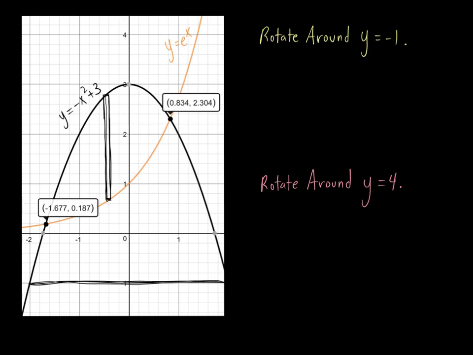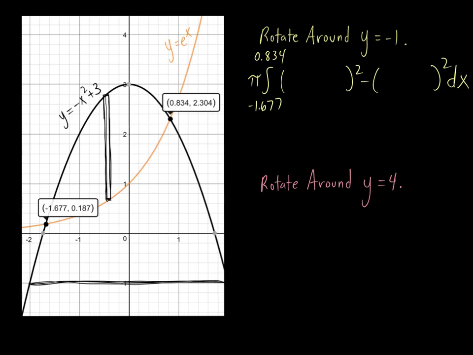I still want to keep these characteristics of the washer method. A pi on the outside. I'm still integrating from left to right from negative 1.677 to 0.834. That's not changing. I still have a big radius squared minus a little radius squared, and I'm still going to have a dx on the end. Any problem with a vertical rectangle that is being spun is a dx problem. Every number and every letter you write is an x value.